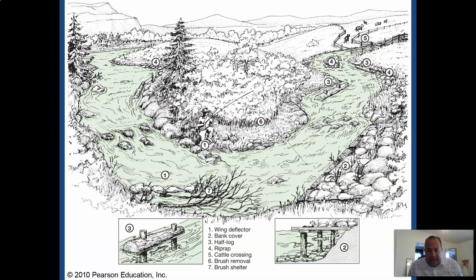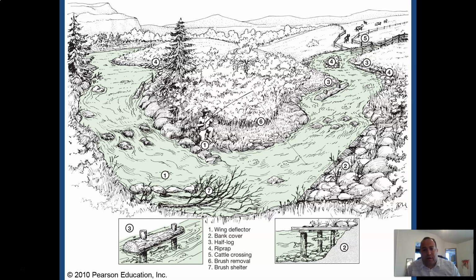So here's kind of an example of what I think some people are used to seeing when they think about fish habitat. We've got our angler, our fisherman right there, but you see we've got all sorts of different things going on in this picture. You got a cattle crossing, you got some brush removal, all these different things that could be part of a fish habitat and could be helpful for fish. Riprap, all these different things.